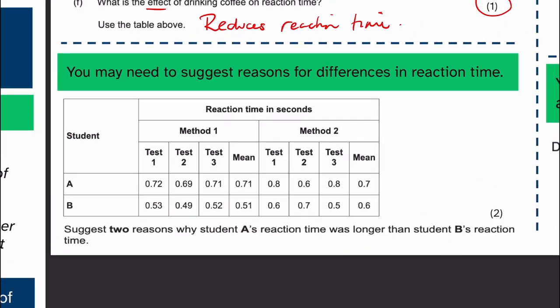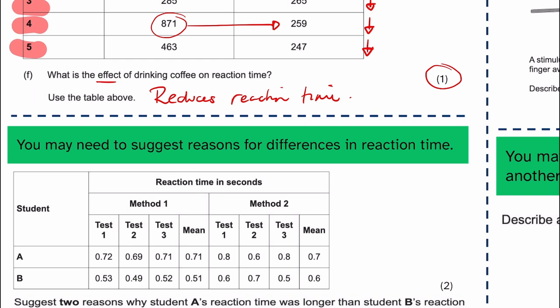All right, so off another paper, as I say, this is really common what they do. Another data set given to you about reaction time. This time, a little bit more complicated looking table. That's because they've included 3 different tests. I should use a better highlighter colour. 3 different tests in there, and then they've got the mean at the end.